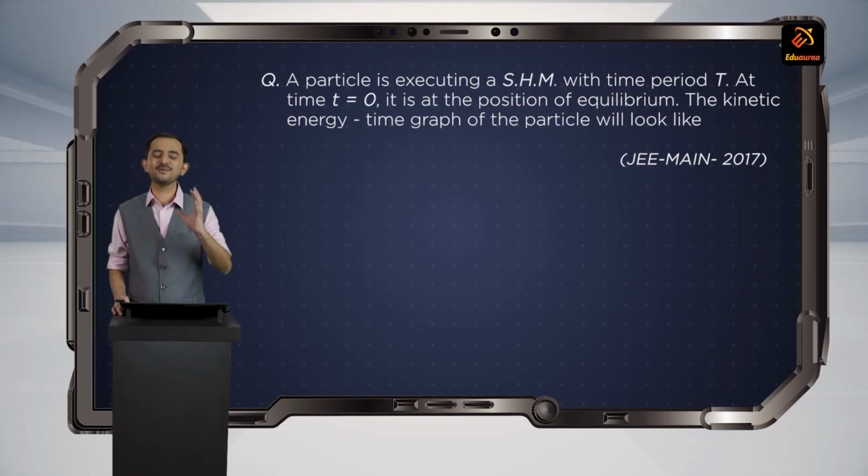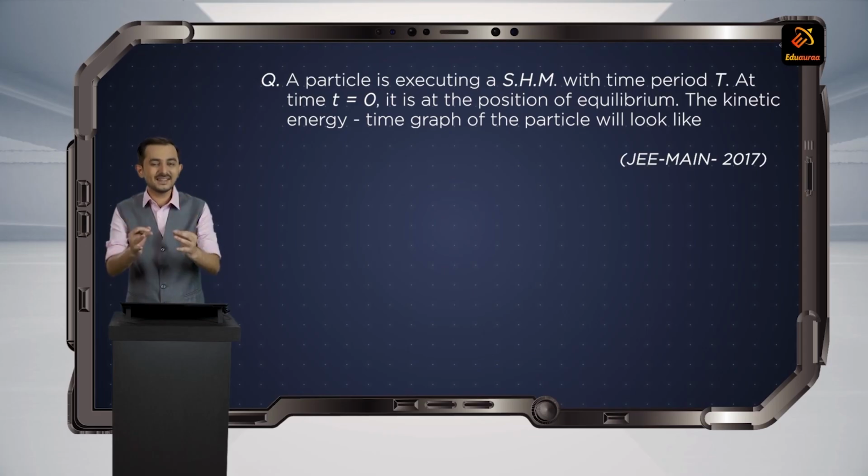Today we are solving MCQs from the chapter Simple Harmonic Motion. A particle is executing simple harmonic motion with a time period capital T. At time t equals 0, it is at the position of equilibrium. That means the particle is starting from mean position. The kinetic energy time graph of the particle will look like.